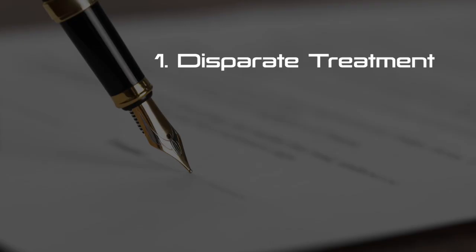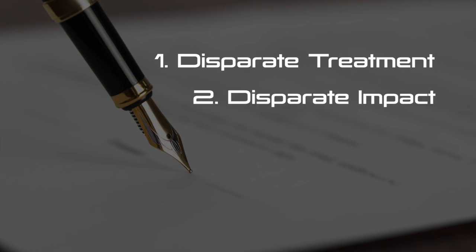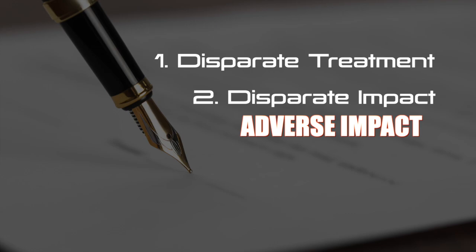Number 1, disparate treatment, which happens when an employer intentionally treats someone differently based on a protected characteristic. Number 2, disparate impact, also known as adverse impact, which happens when a seemingly neutral policy or test disproportionately affects a protected group, even if discrimination was not intentional.